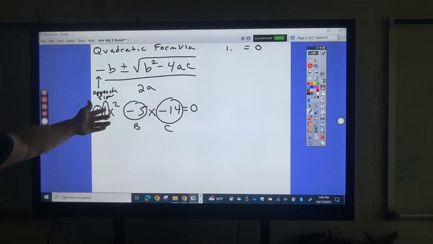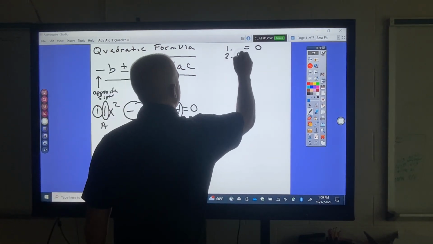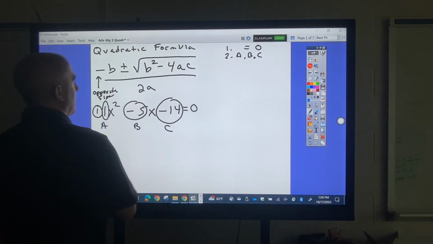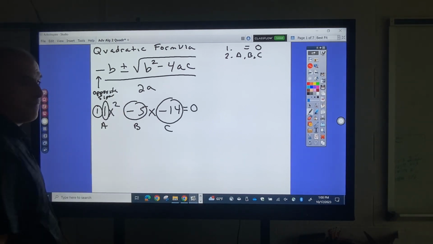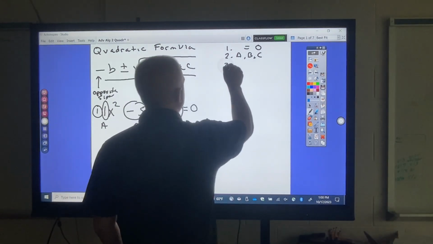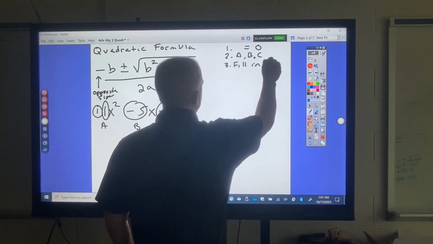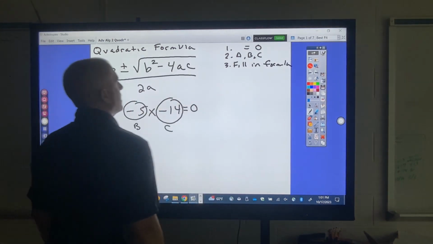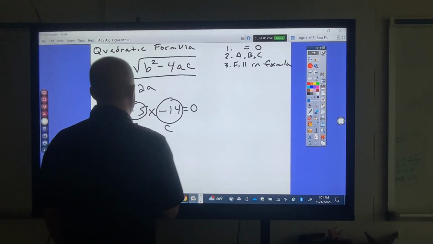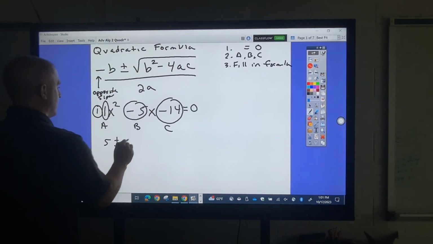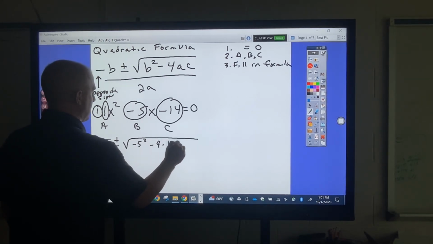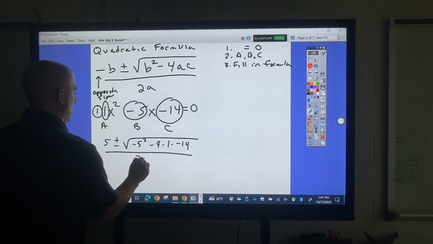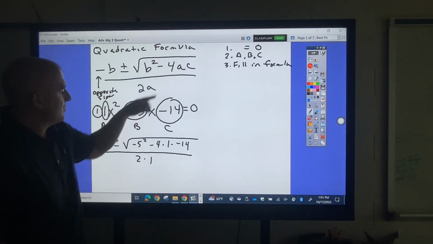So I've got this set equal to 0. You want to obviously identify what your A, B, and C are. Then you can fill in your formula or find the discriminant. We're going to fill in the formula. So what you've got here would be positive 5 plus or minus the square root of negative 5 squared minus 4 times 1 times negative 14, all over 2 times 1. All I have to do is put the letters in the spots.